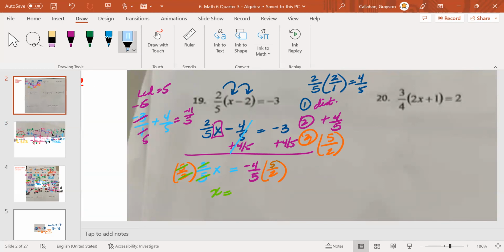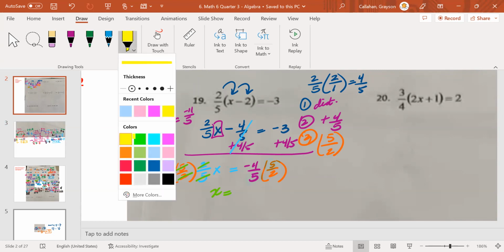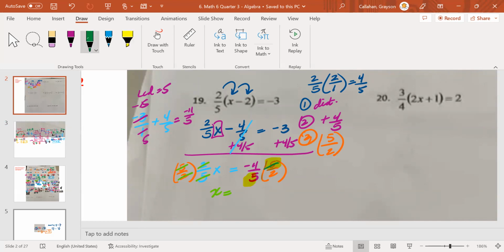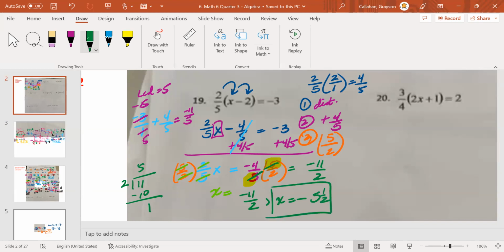Notice that you have a 5 in the numerator and the 5 in the denominator. When you have those two things together, you could technically cancel them. So then you're left with -11/2, and that is your answer. But remember, you want to put it into a proper fraction. 2 times 5 is 10, so it's going to be a -5 1/2. That is your answer.